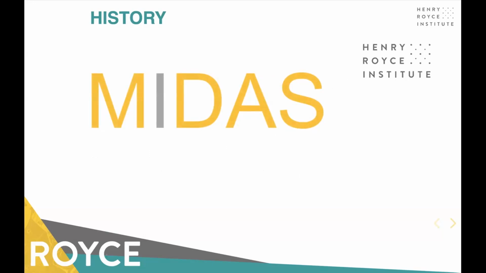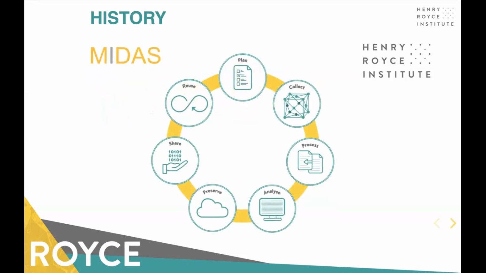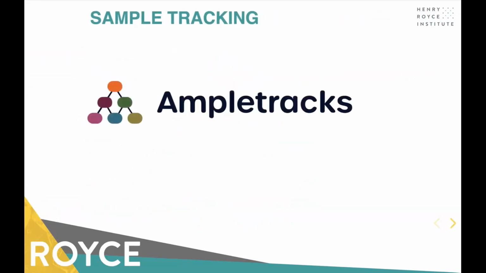So the Midas grant was developing Ampletracks for sample tracking originally, but also as a way of collaborating across different institutions and countries. And following the establishment of the data curation team at Royce, the data curation team assumed the responsibility of leading the development of Ampletracks. And with that out of the way, this brings us to sample tracking. Sample tracking is at the core of Ampletracks. It was originally conceived for sample tracking, and this is what features this talk will focus on today.